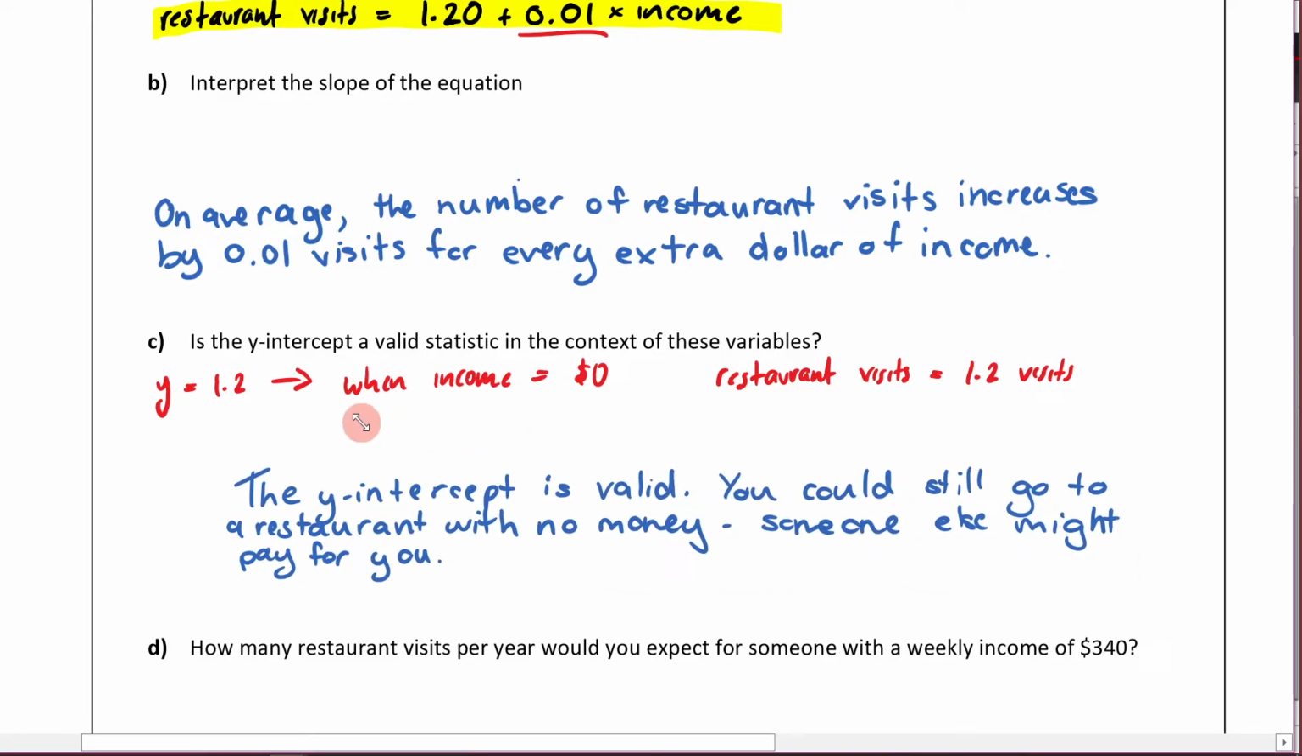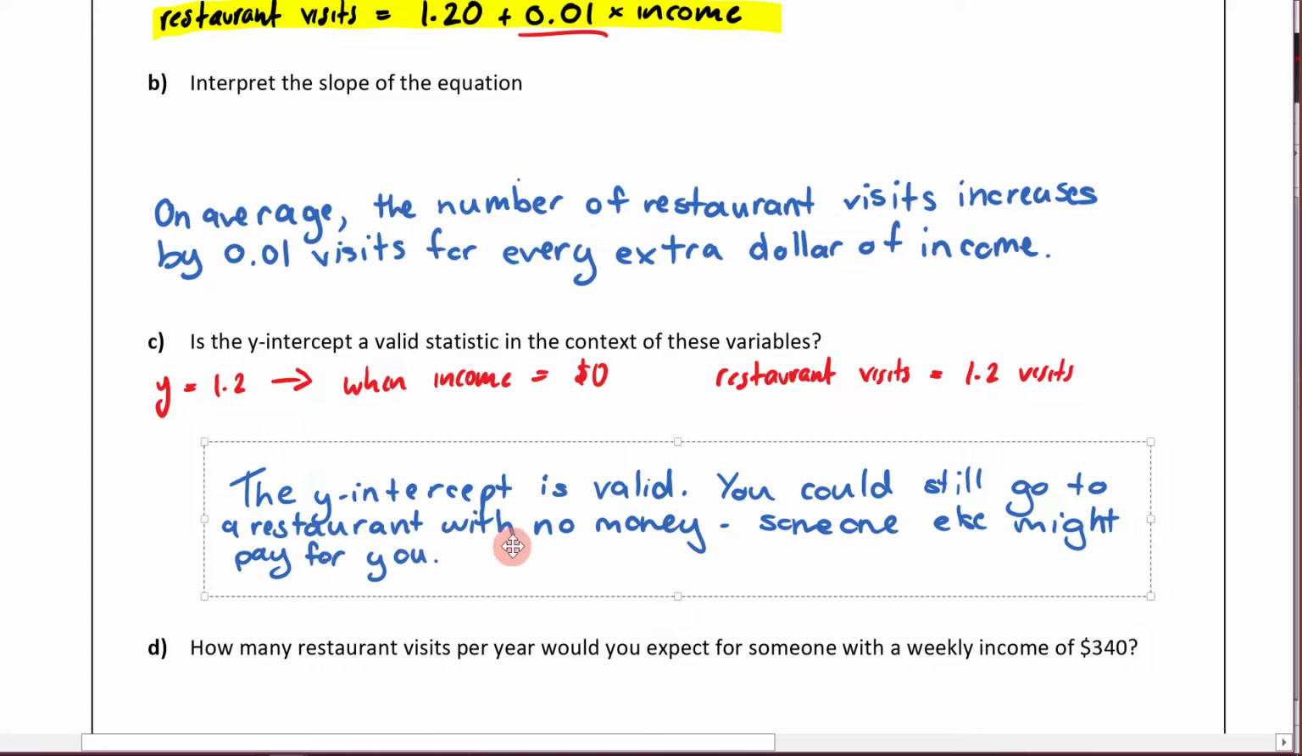So I would say that the y-intercept is valid. You could still go to a restaurant with no money. Someone else might pay for you. So I'm providing some rationale as to how someone with zero money could be making 1.2 visits.